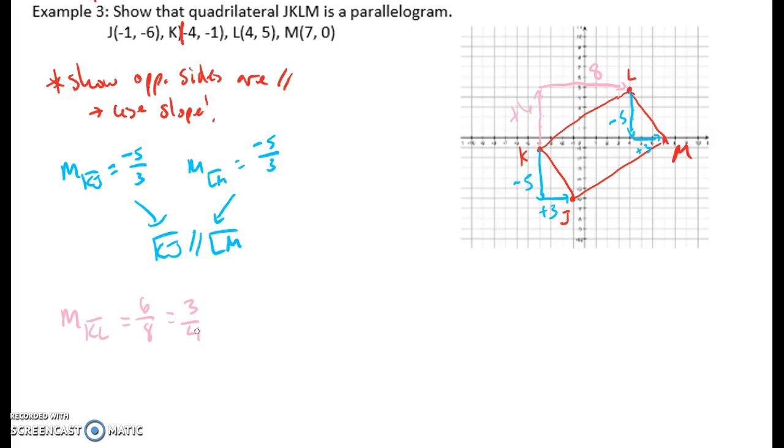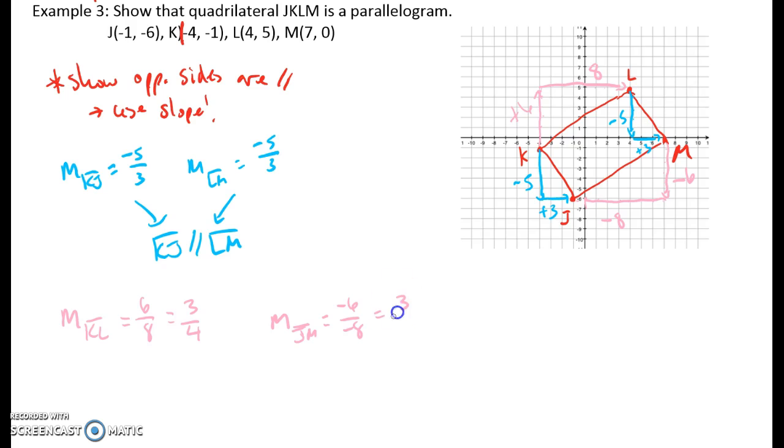Please reduce if you've got a fraction, okay? We can do the same thing, count your rise over run here from M to J. So I'm going to go rise and run. So I went down 1, 2, 3, 4, 5, 6. So negative 6 over 1, 2, 3, 4, 5, 6, 7, 8. To the left, so that's a negative 8. So the slope of JM is equal to negative 6 over negative 8, which also reduces down to 3 over 4, which is awesome. Now this tells me that KL is parallel to JM.